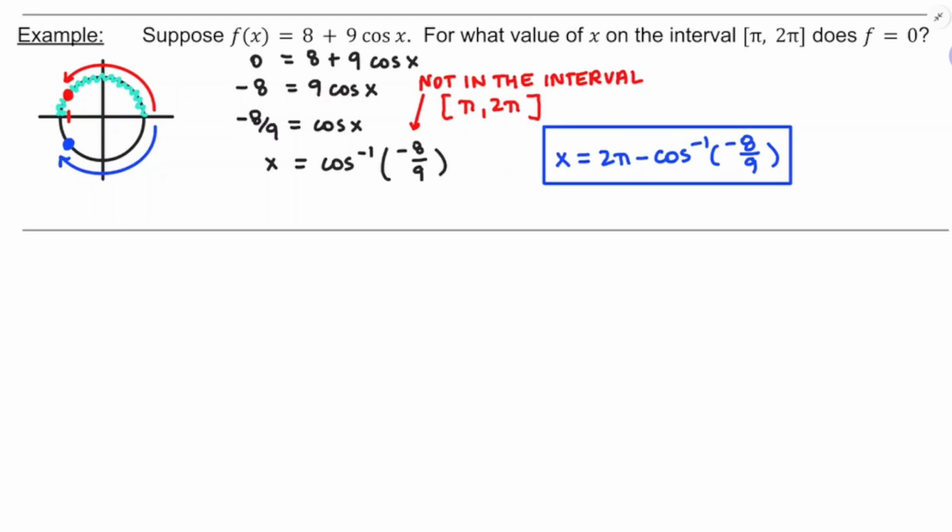And so I think that's all I've got to tell you about finding inverse trig values. Okay, I'm going to come back in a separate video and show you about the graphs of inverse trig functions, and that one will be much shorter than this one.